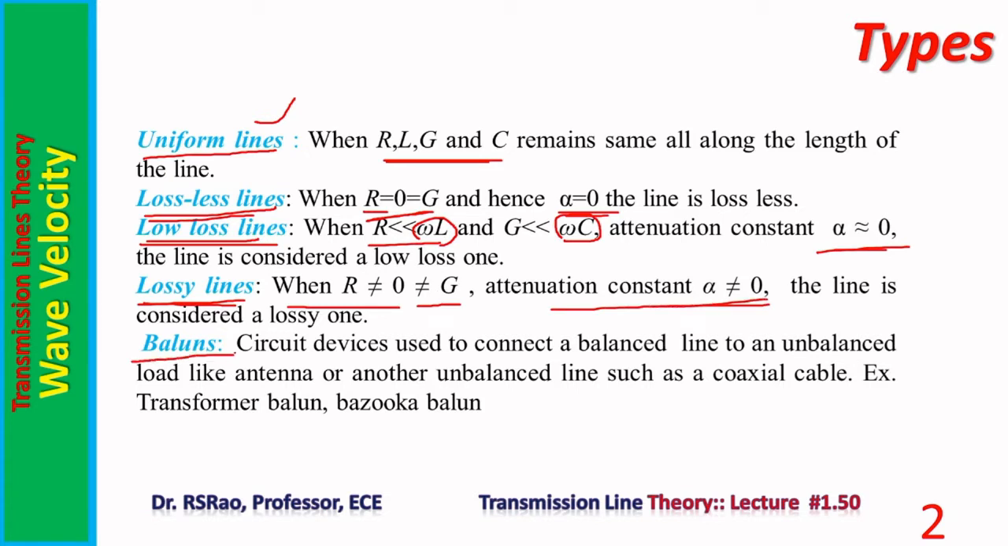Balun. What is a balun? Balanced, unbalanced: a device which connects a balanced line to an unbalanced load. It's a transmission line device. Balun, this term has been coined from balanced, unbalanced. Circuit devices used to connect a balanced line to an unbalanced load like an antenna or another unbalanced line such as coaxial cable. So this connection between balanced and unbalanced requires a certain transformatory device. That device is called a balun. Examples for these devices are transformer balun, bazooka balun.